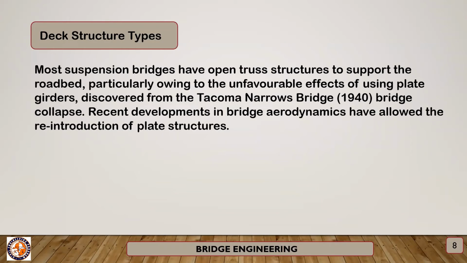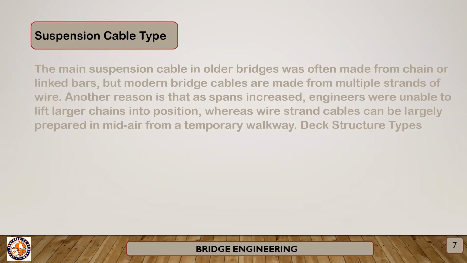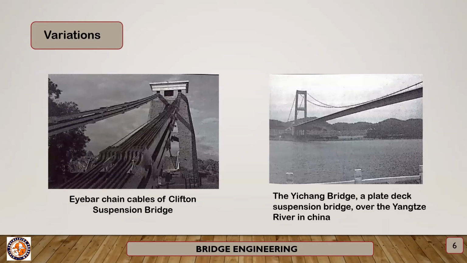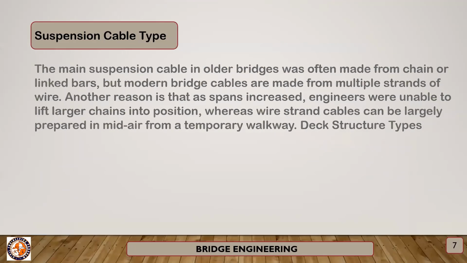In the picture of the Yichang Bridge, a plate deck suspension bridge, note the very sharp entry edge and sloping undergirders. This enables this type of construction to be used without the danger of vortex shedding and consequent aeroelastic effect, such as those that destroyed the original Tacoma Narrows Bridge.